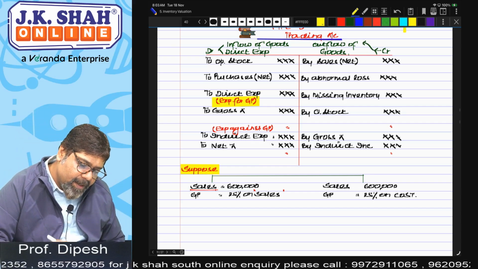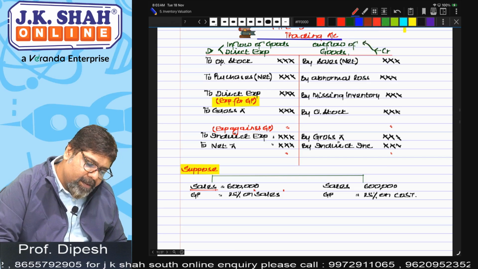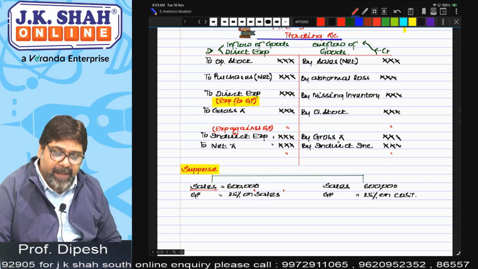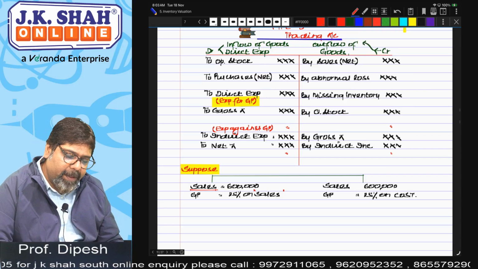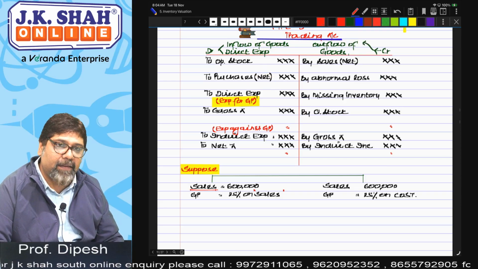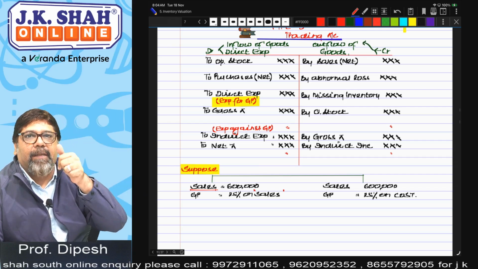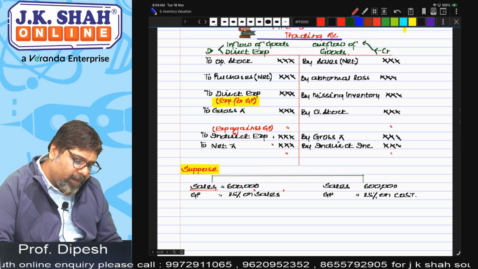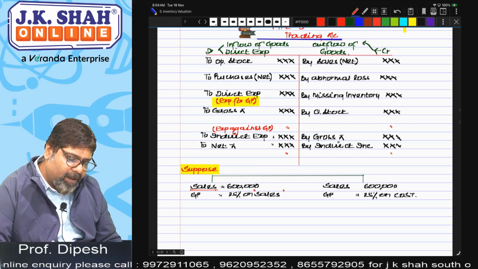Now, trading account: opening stock, purchases, direct expenses. On the debit side, you have two things: inflow of goods and direct expenses. On the credit side, you will have outflow of goods: sales, abnormal loss, missing inventory.